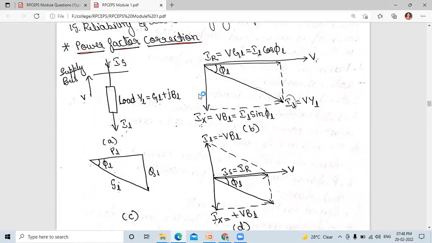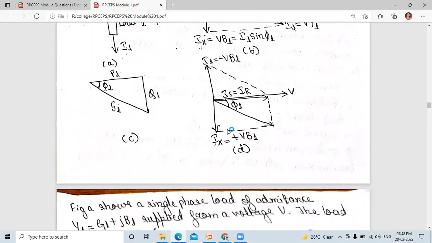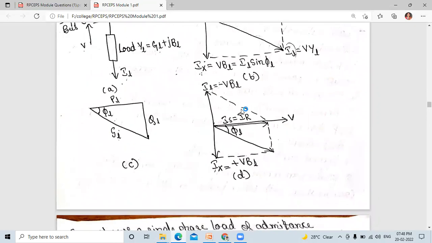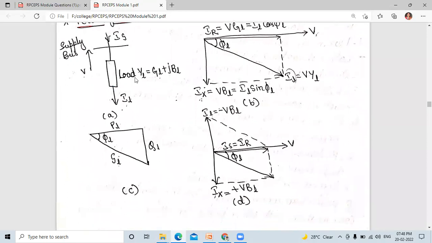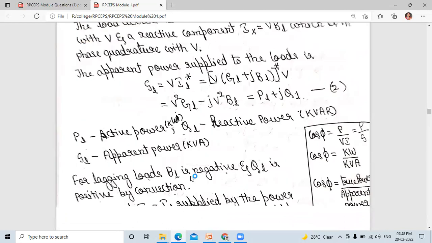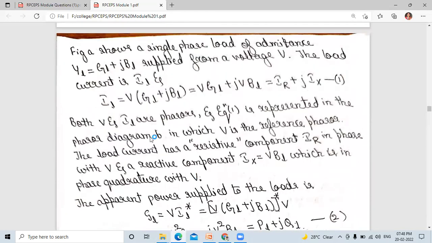We need to write the power factor correction. First, we need to draw these 4 circuits. Okay, phasor diagrams are important, and this circuit is important. This load is load YL equals GL plus jBL, and this phasor diagram. Okay, you need to write all the 4 figures, and you need to mention what each one is.